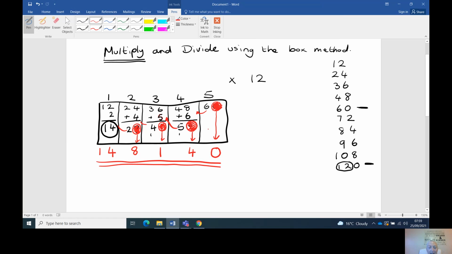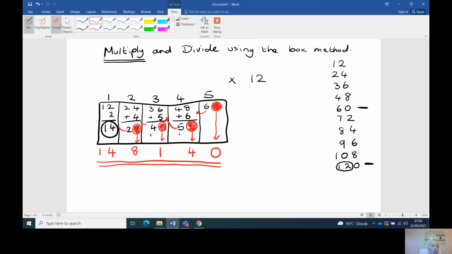It takes a bit of getting used to, but it's the last number down, add on to the next. Last number down, add on to the next. And when you get to the end, you just bring the whole number down.